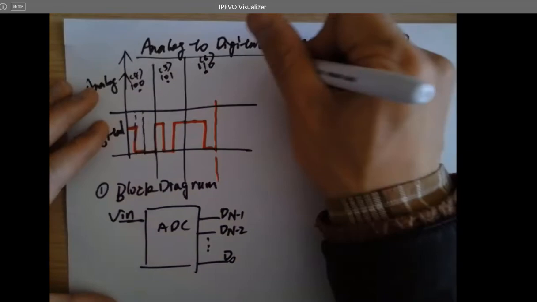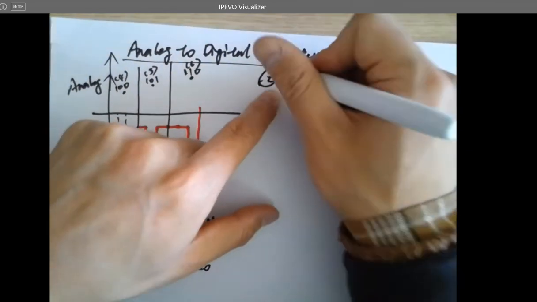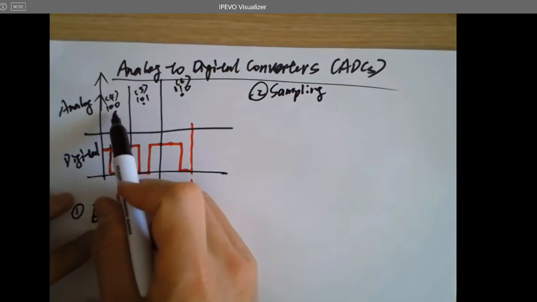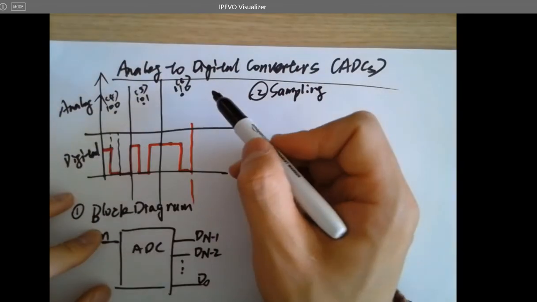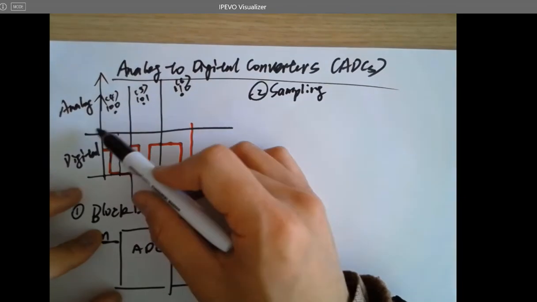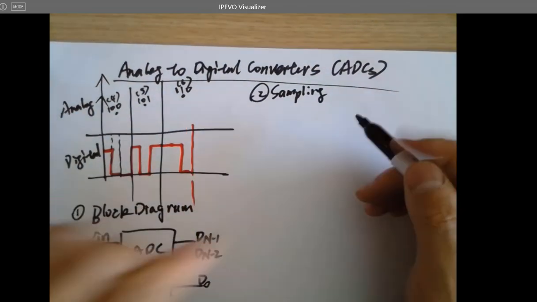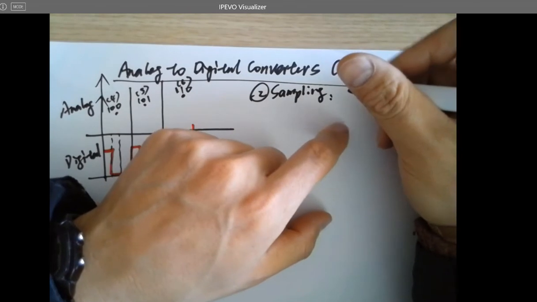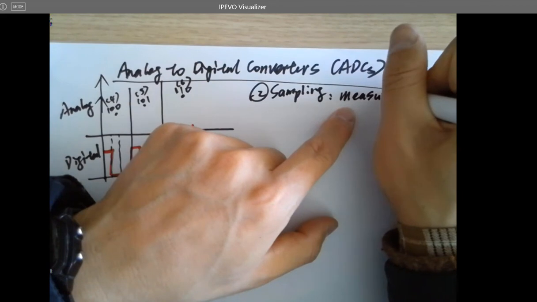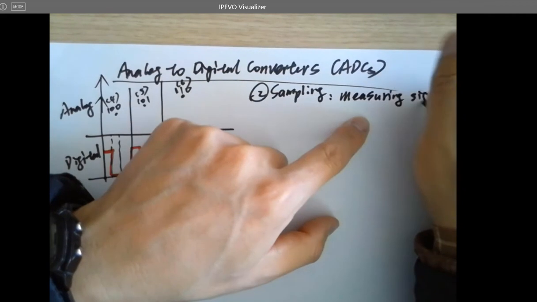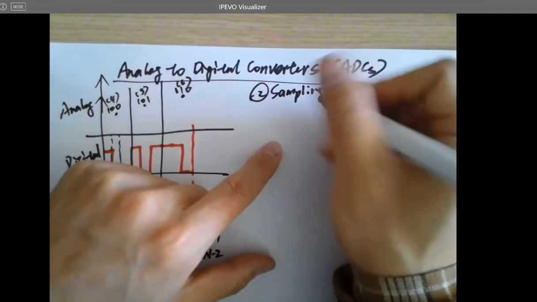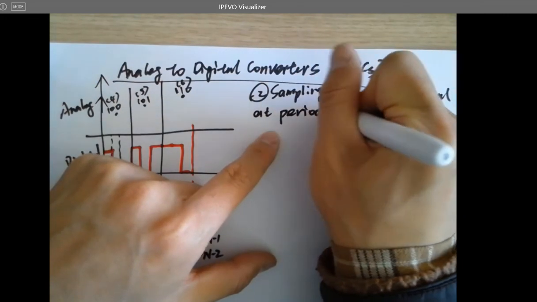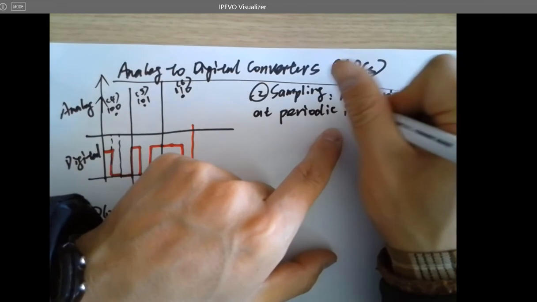All right. And then another concept, the sampling. Sampling is being sampled. You cannot sample all the points. It's going to lose some of the points, but just try to sample it as quickly as possible. So sampling is measuring signal at periodic intervals.